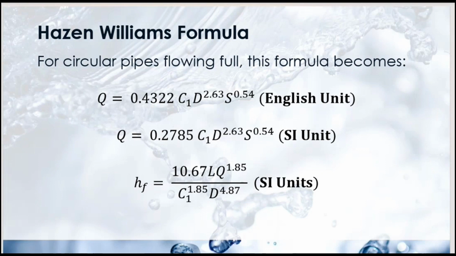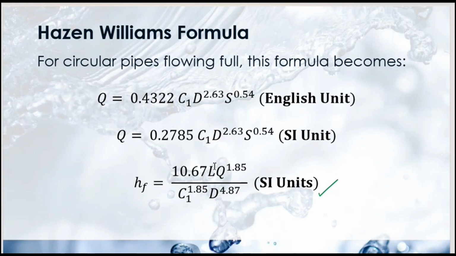Now we have the discharge and the velocity. You could actually compute for the head loss. Head loss, using the Hazen-Williams, is equal to 10.67 L Q raised to 1.85 over C sub 1 raised to 1.85 multiplied by D raised to 4.87, given that it is in SI unit. If not, convert first the values of L, Q, and D before substituting them in the SI unit formula.